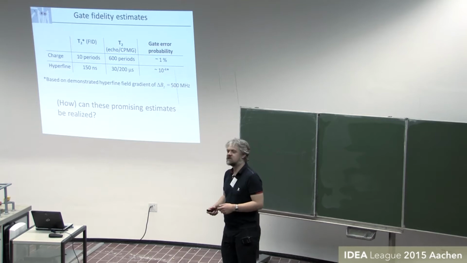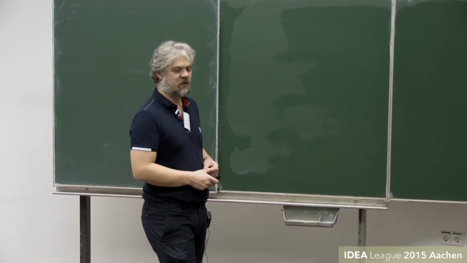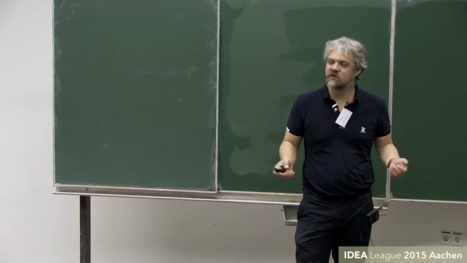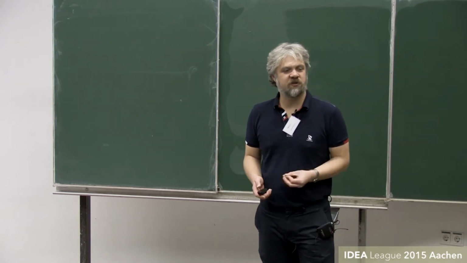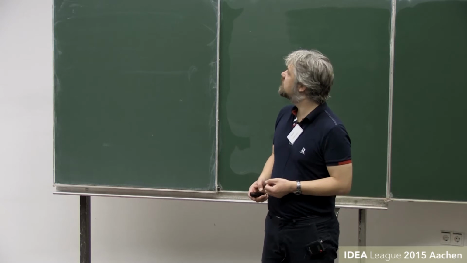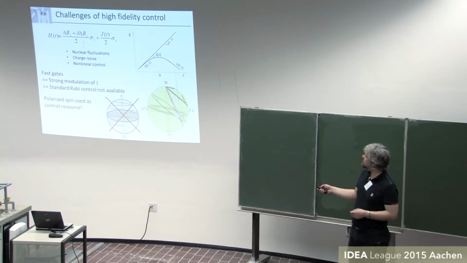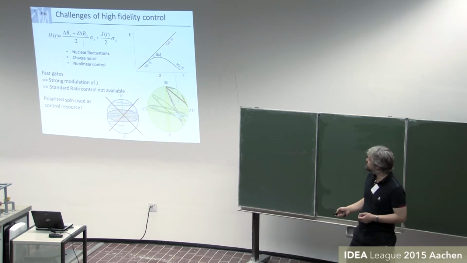And so we were asking ourselves how and if these can actually be realized, because the estimates are relatively naive and they're certainly not verification. What is the actual accuracy of gate operations? And that is somewhat non-trivial, because if you look at this control Hamiltonian, first of all, you have these slow fluctuations that you somehow want to deal with. Also, your control is nonlinear.